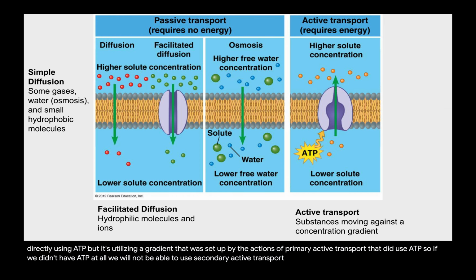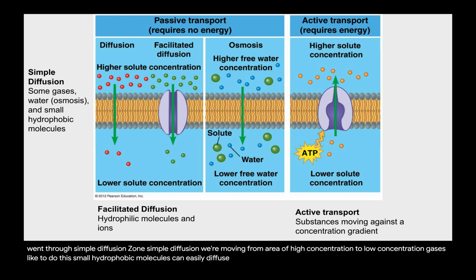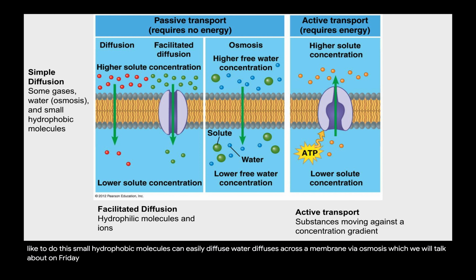All right, so we went through a few different types of transport here. We went through simple diffusion. So in simple diffusion, we're moving from an area of high concentration to low concentration. Gases like to do this. Small hydrophobic molecules can easily diffuse. Water diffuses across a membrane via osmosis, which we will talk about on Friday.